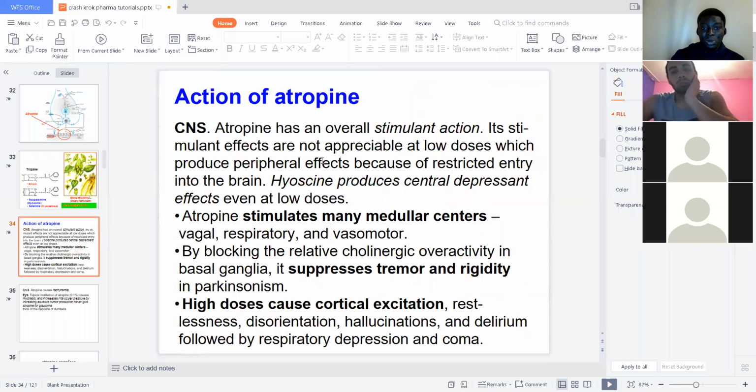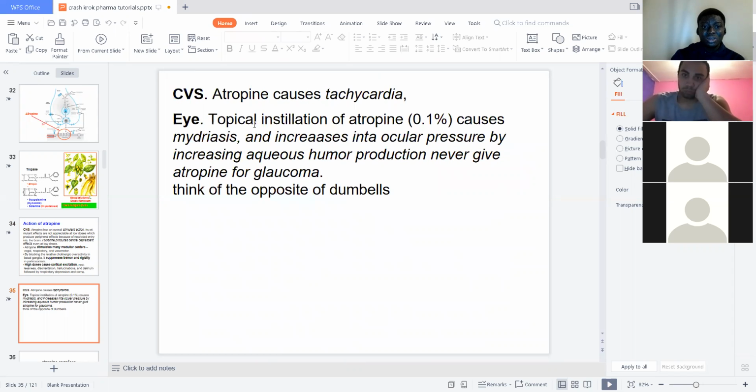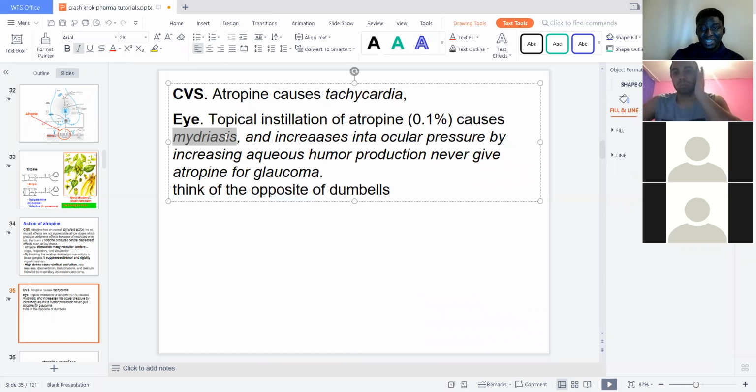Okay, so now we're going to talk about the action of atropine. So atropine stimulates the many centers, blah, blah. So it can cause mydriasis. We talked about it. It's going to cause dilation of the eye pupil. And I want you to take notes.